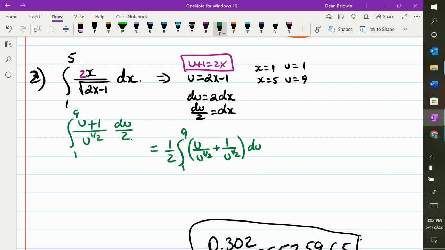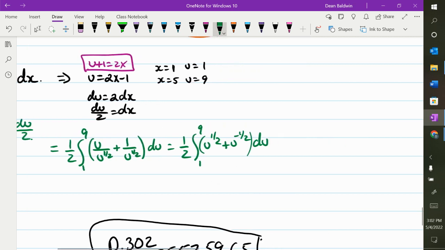Then you subtract the exponents. So u over u to the half is u to the half. And the other one I'm going to flip up to make it negative u to the half. Now we can integrate or find the antiderivative. What's the antiderivative of u to the half?